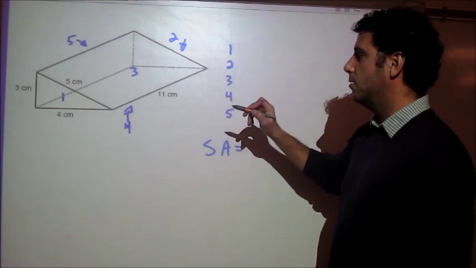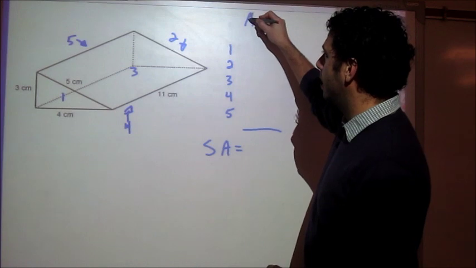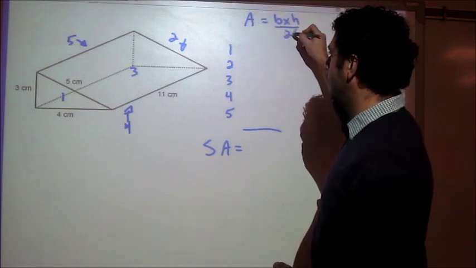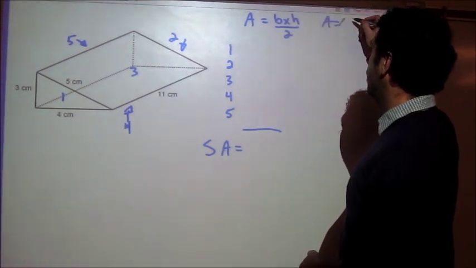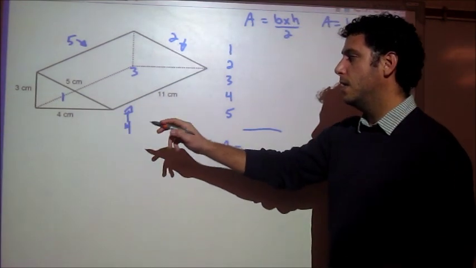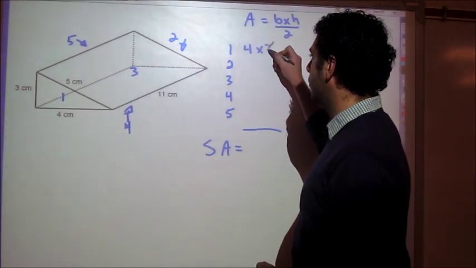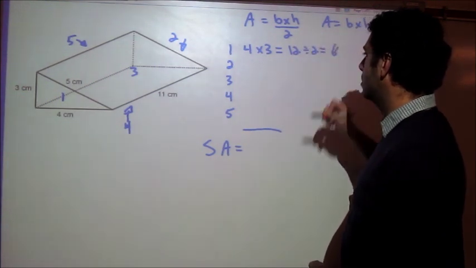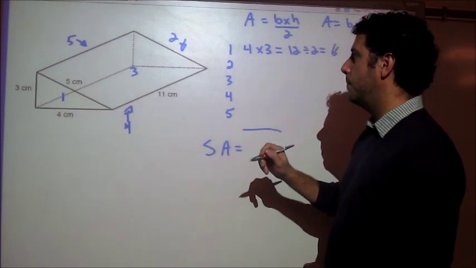So side 1, this is a triangle. In order to calculate the area of a triangle, we take the base, we multiply it by the height, and then we divide it by 2. That's the formula for the area of a triangle. And the area of a rectangle is base times height. So in this case, it would be 4 times 3 divided by 2. 4 times 3 is equal to 12, divided by 2 would be 6. And then we can go on to shape 2.